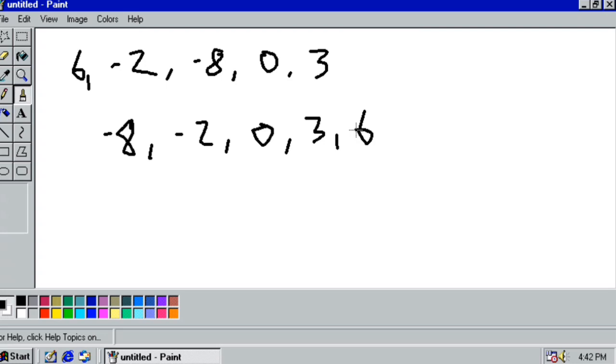Now let's arrange it in descending order. So we begin with the greatest in value and end with the least in value. We're just going to simply reverse this. So this will be 6, 3, 0, -2, and -8.